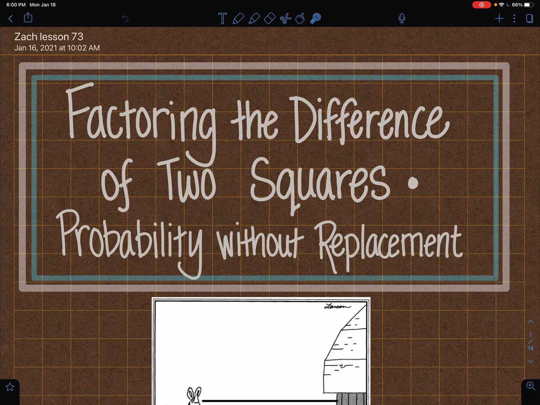So this one, I think you're going to like it a lot better because this is factoring the difference of two squares. And you'll see what I mean by that. It's going to be super easy for you because you are, like I said, a wizard at factoring. Okay, and then we're going to do a little bit of probability without replacement. Now, I do love probability questions, so those are going to be super fun.